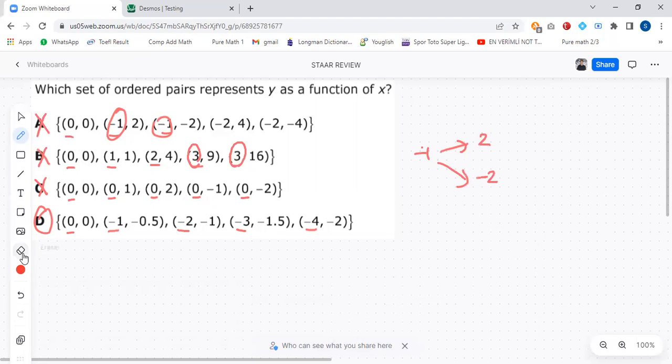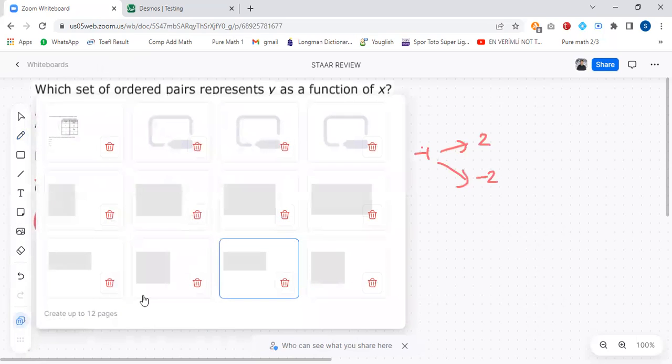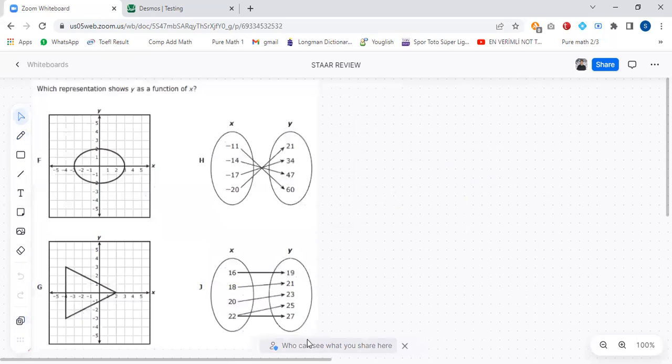All right. Next problem. Which representation shows y as a function of x? Whenever we have graphs, we are going to use the vertical line test. Let's draw a vertical line here. If you see 2 intersection points on the same vertical line, then it cannot be a function. If you draw this vertical line, and we see these 2 intersection points on the same vertical line, this cannot be a function.